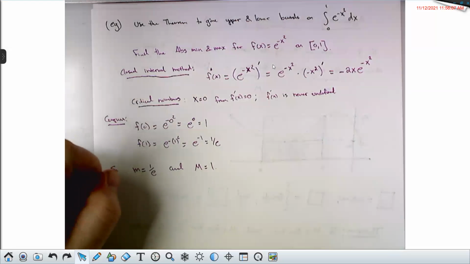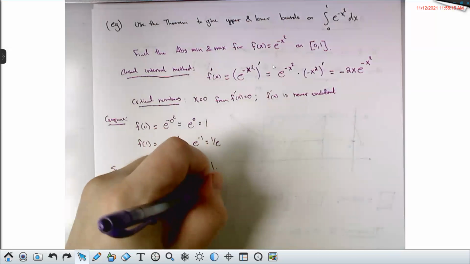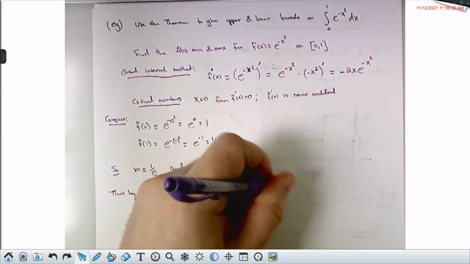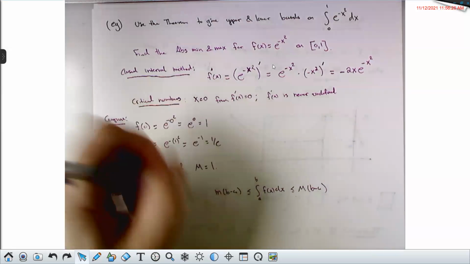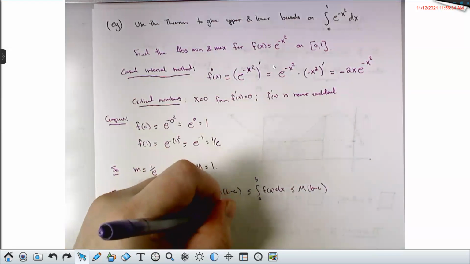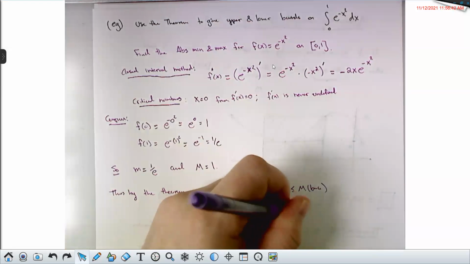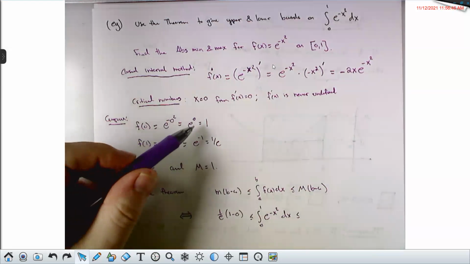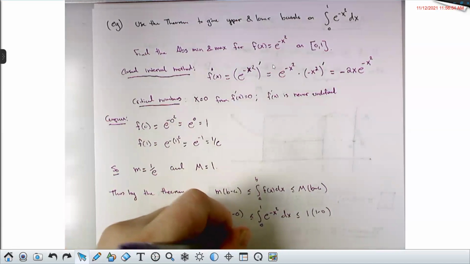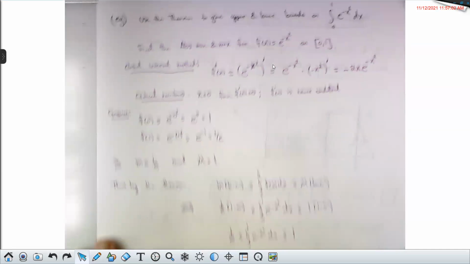Thus, by the theorem, little m times b minus a is less than or equal to the integral from a to b of f of x dx, which is less than or equal to big M times b minus a. I just plug everything in here. Little m is 1 over e. A and B are 0 and 1, so this is 1 minus 0, less than or equal to the integral from 0 to 1 of e to the negative x squared dx, less than or equal to big M, which is 1, times 1 minus 0. In other words, 1 over e is a lower bound, and 1 itself is an upper bound.